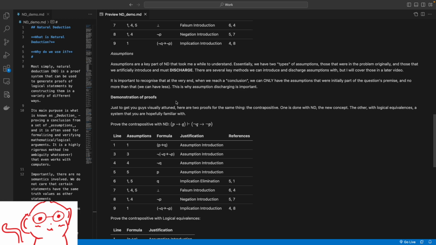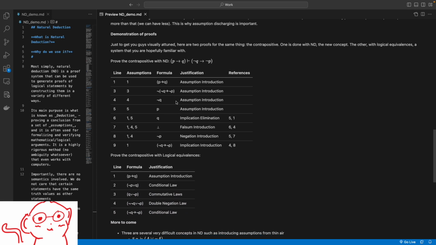Now, here is a demonstration of proofs, just to get you visually tuned. Here are 2 proofs for the same thing, and they really helped me understand the difference between what natural deduction is and what logical equivalences are. They prove the same thing. This is known as the contrapositive. One is done in ND and the other with logical equivalences.